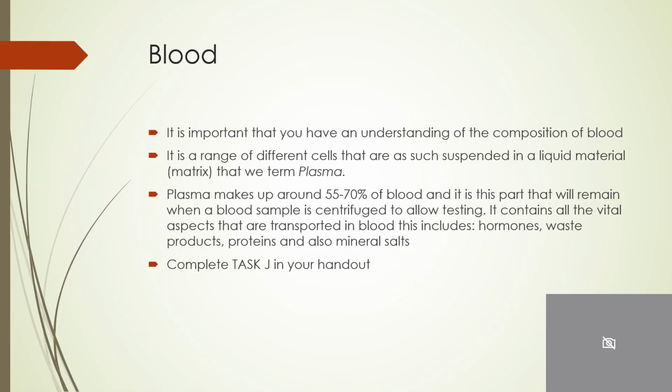It is important you have an understanding of the composition of blood. It is a range of different cells that are suspended in a liquid material matrix that we term plasma. Plasma makes up around 55 to 70% of blood, and it is this part that will remain when a blood sample is centrifuged to allow testing.